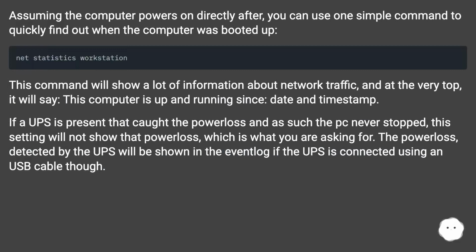Assuming the computer powers on directly after, you can use one simple command to quickly find out when the computer was booted up. This command will show a lot of information about network traffic, and at the very top, it will say, "This computer is up and running since," followed by a date and timestamp. If a UPS is present that caught the power loss, and as such the PC never stopped, this setting will not show that power loss, which is what you are asking for. The power loss, detected by the UPS, will be shown in the event log if the UPS is connected using a USB cable though.